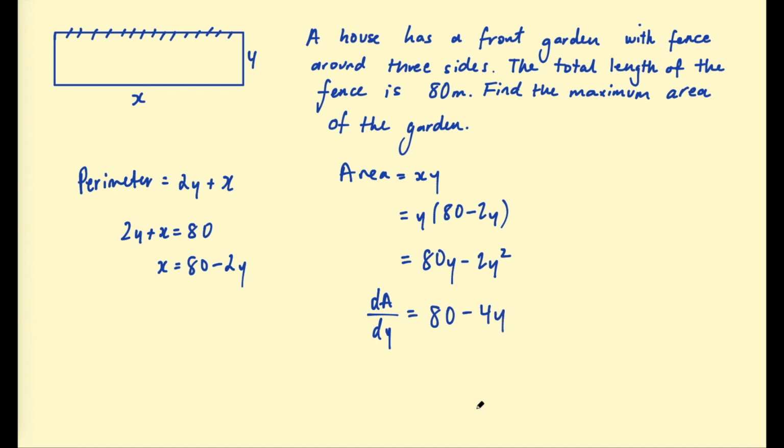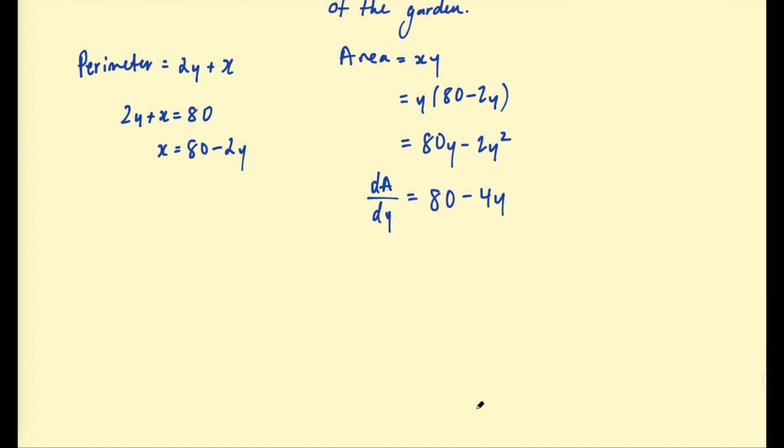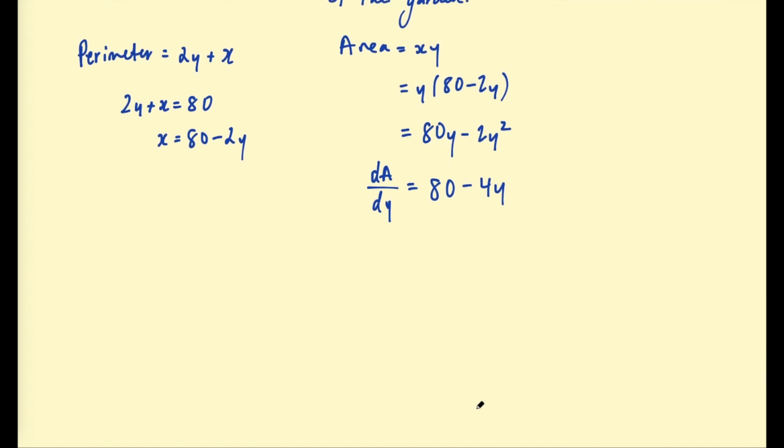And now we use the same approach we were using when we were looking for stationary points. Remember those 3 types of stationary points from the previous video? They were maximums, minimums, and points of inflection. Here we're looking for a maximum. And the way we find stationary points is we set the derivative equal to 0. So we say when 80 take 4y equals 0, we are going to have a stationary point.